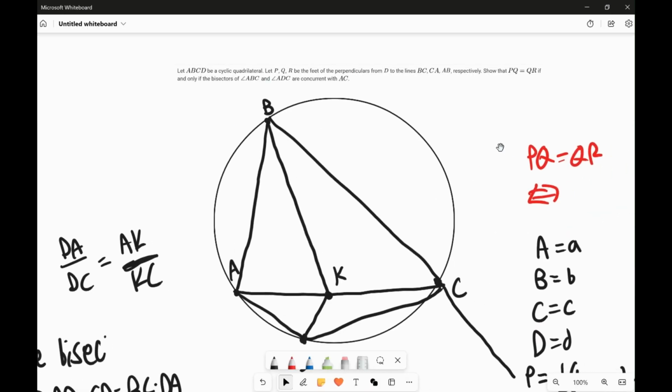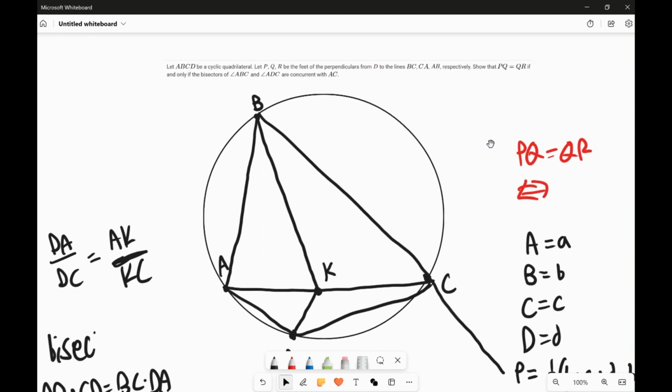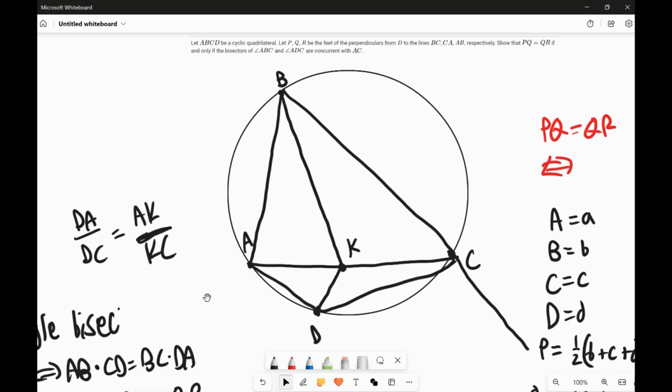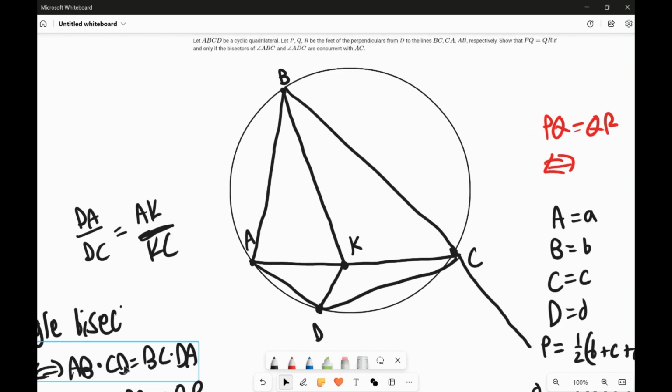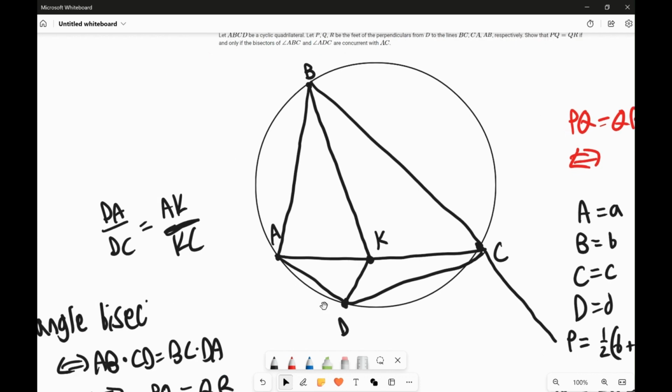The main tool we use to solve this problem is complex numbers. We use complex numbers to show that PQ equals QR is equivalent to AB times CD is equal to BC times DA. And using this, we use the angle bisector theorem to finish the problem.